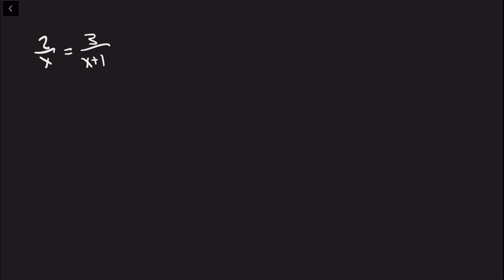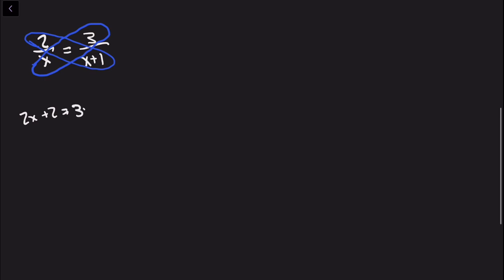Well, here we're going to take advantage of cross multiplication. So that means we're going to take the top of one term, multiply it by the bottom of the other term. Take the other top term, multiply it by the bottom of the other term, set them equal to each other. So here we would do 2 times x plus 1. So I'll just say that's 2x plus 2. Set that equal to the other cross multiplication of x times 3, which is just 3x.